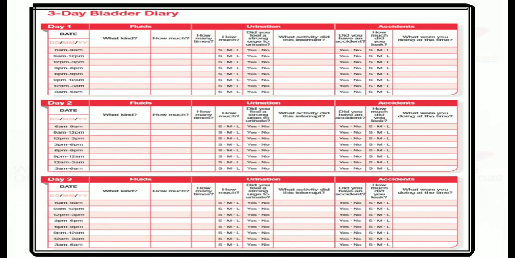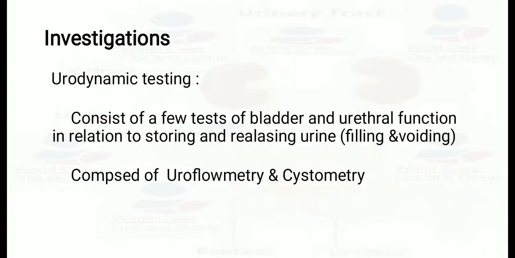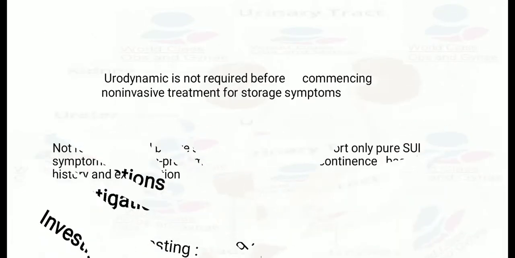Okay, now this is the 3-day bladder diary. It is a standard NHS protocol to prescribe the 3-day bladder diary for patients, especially those who come with overactive bladder and urge incontinence. Okay, and among investigations, we will do urodynamic testing that consists of a few tests of bladder and urethral function in relation to the storage and release of urine, filling and voiding. And it is composed of uroflowmetry and cystometry.